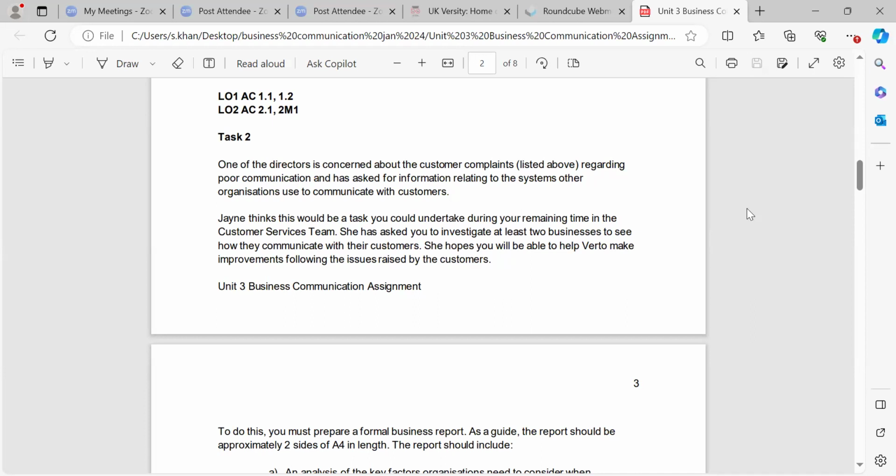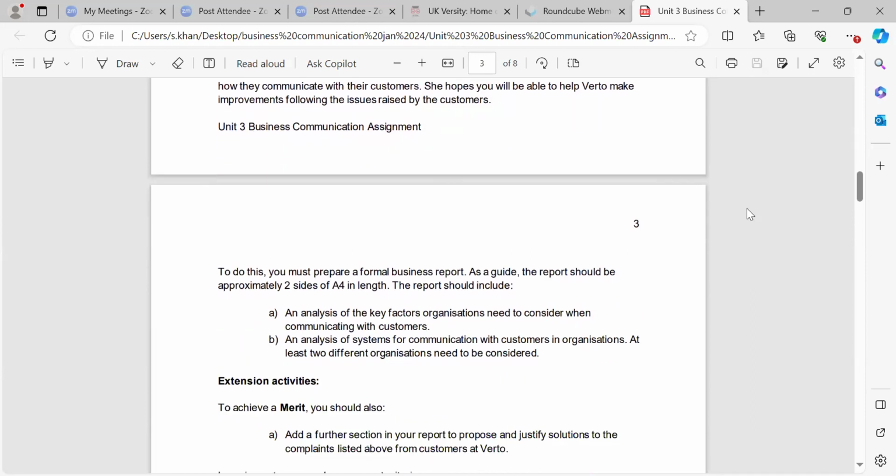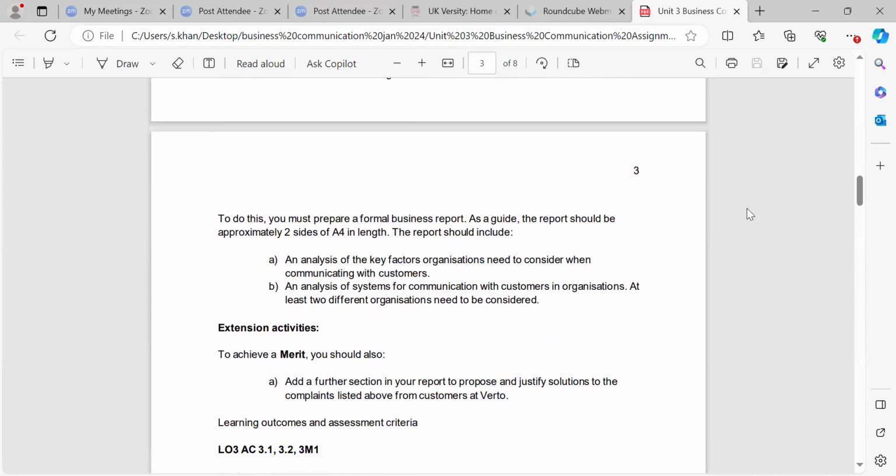Unit 3, Business Communication Assignment. To do this, you must prepare a formal business report. As a guide, the report should be approximately 2 sides of A4 in length. The report should include A, an analysis of the key factors organizations need to consider when communicating with customers. B, an analysis of systems for communication with customers in organizations. At least 2 different organizations need to be considered.